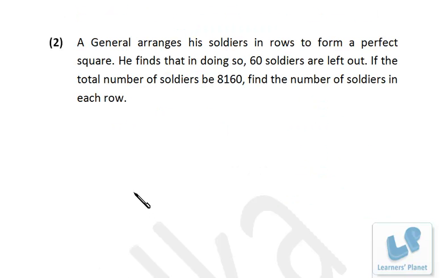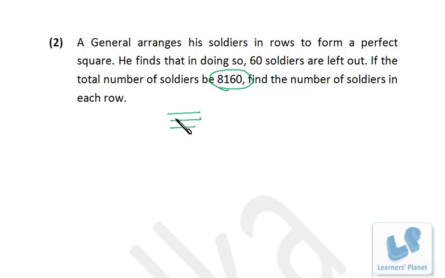Now friends, let's see this word problem. A general arranges his soldiers in rows to form a perfect square. He finds that in doing so, 60 soldiers are left out. If the total number of soldiers is 8160, we have to find the number of soldiers in each row. See, if this person is arranging the soldiers in the form of a perfect square, then the number of rows and columns will be equal, right? And if he is left with 60 persons, that means this number of soldiers is actually 60 more than a perfect square number, right?